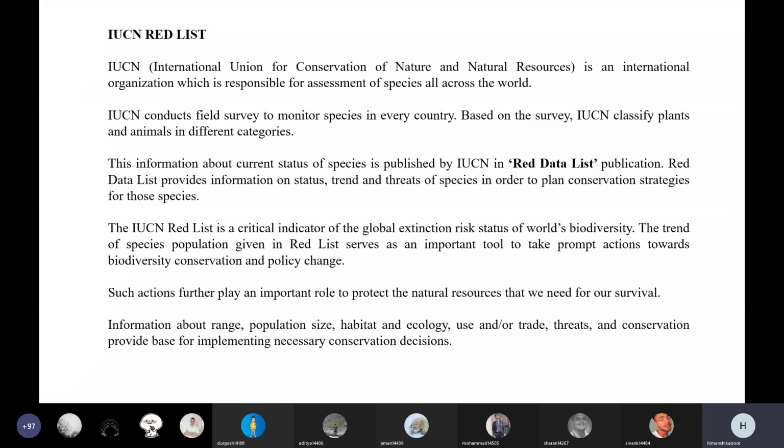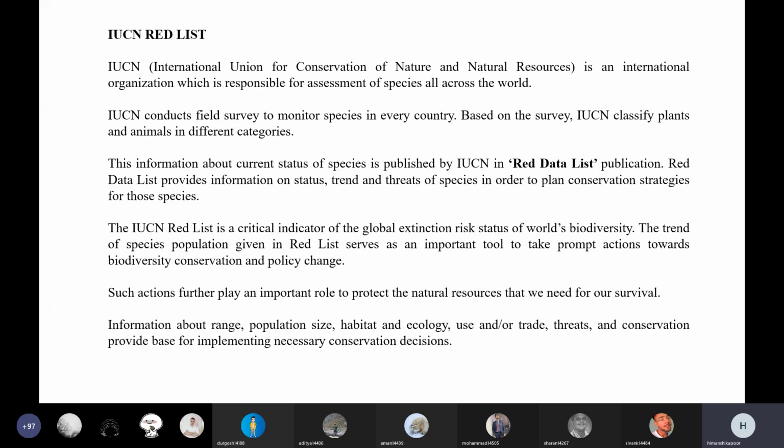So it is indicating a barometer of life. That is why IUCN's Red List is known as the complete barometer of life. And why do you think this barometer is important? Because biodiversity is rapidly declining.